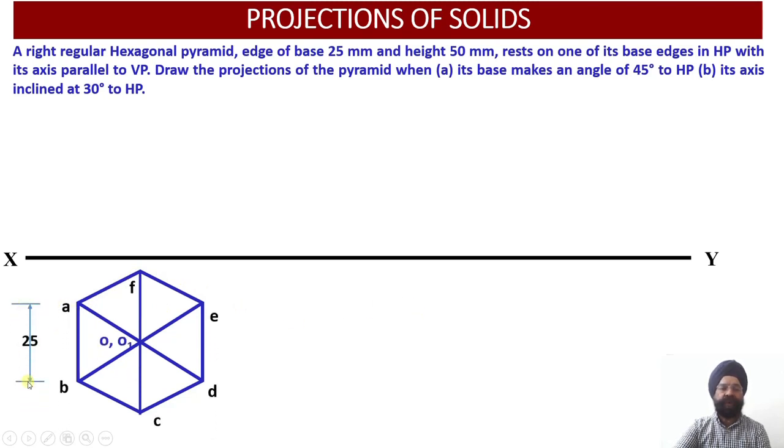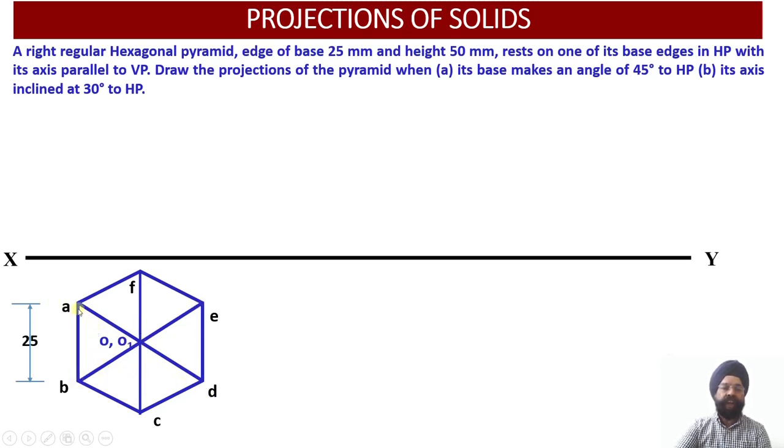So the edge is 25. Now A, B, C, D, E, F. So these are the 6 corners of the base of the hexagonal pyramid. Now we can join the diagonals AD, BE and CF, and the moment we join these diagonals over here, we are going to join them dark.